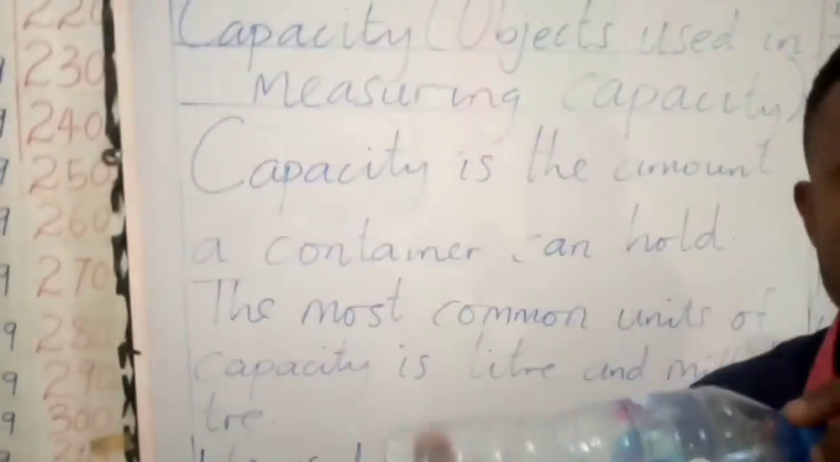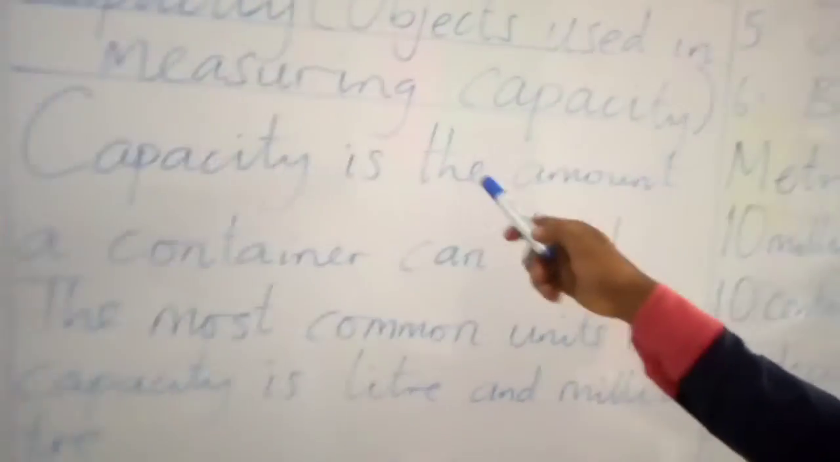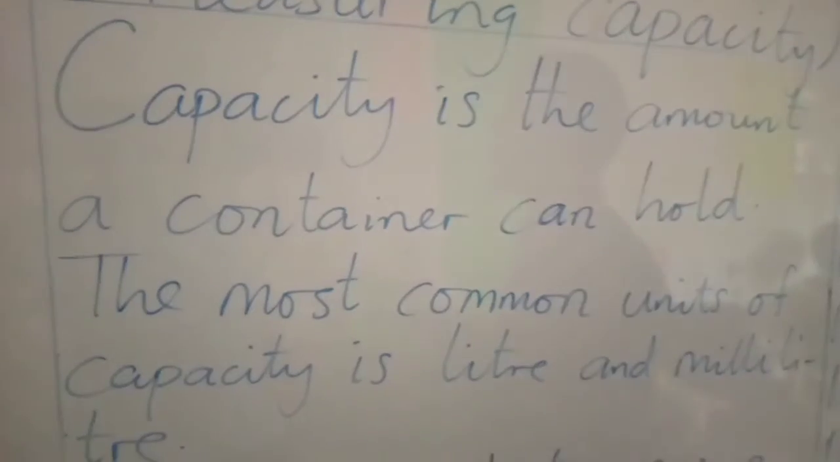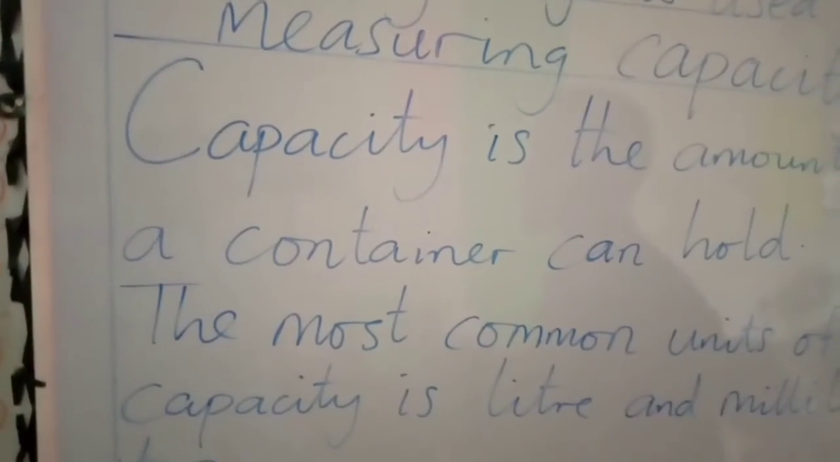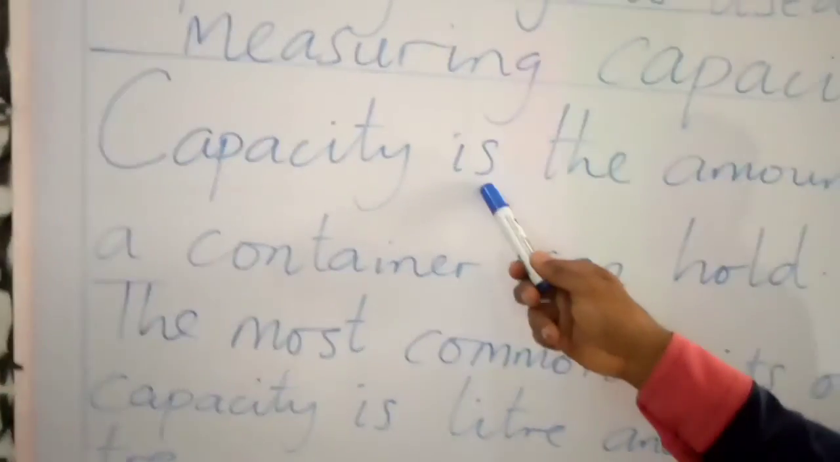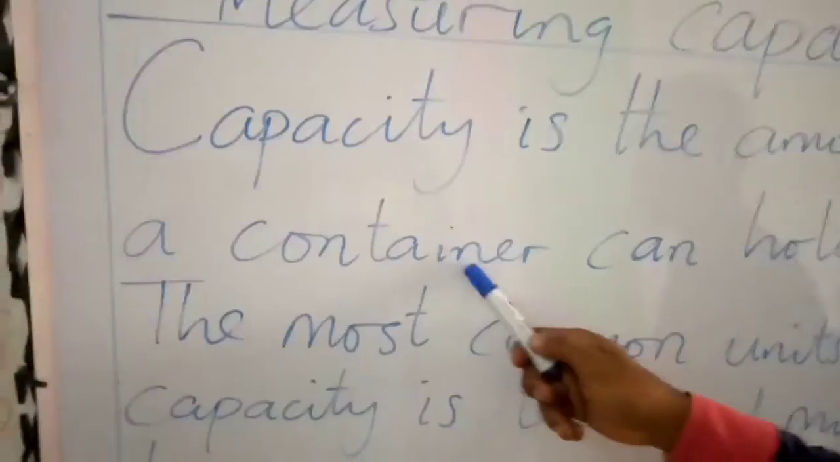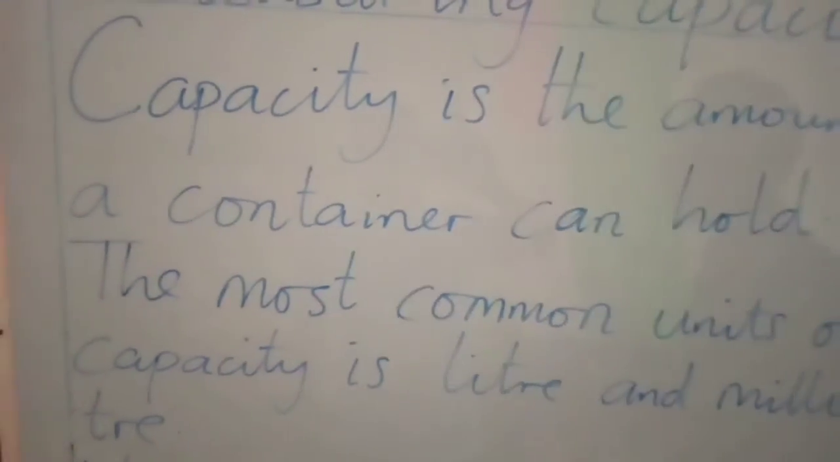So with this, we'll be looking at capacity. Capacity is any form of container used in storing what? Liquid. Capacity is the amount a container can hold. So repeat after me as we define capacity, so in your leisure time you can easily define capacity effectively. Repeat after me: capacity is the amount a container can hold. Good. So let's go further.